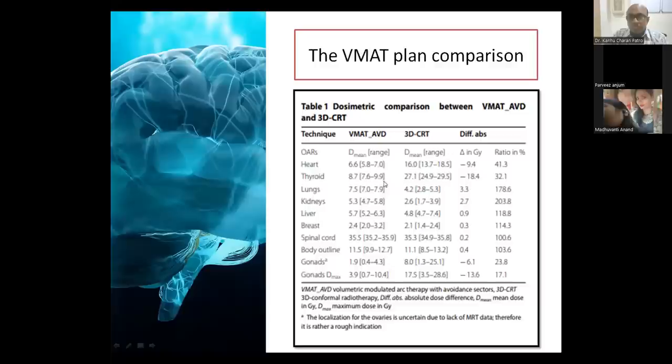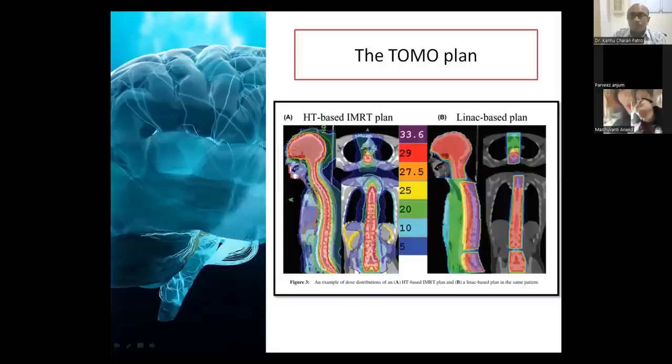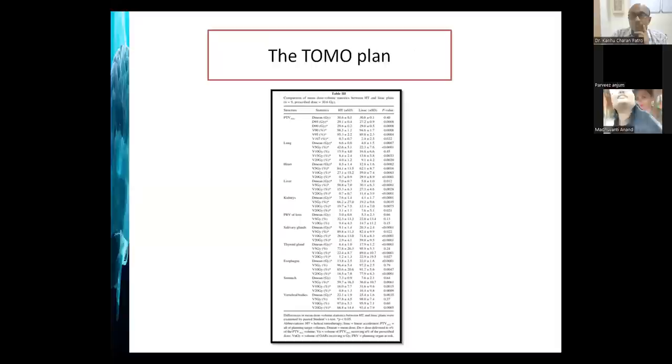If you are planning with tomotherapy, it is a very good thing. There is no junction required. And these are the various tomo plans, compared with the LINAC-based plan. Either you plan tomo or LINAC-based, keep the vertebral dose as per the recommendation. Don't abruptly stop the dose. If you are planning 35 gray, keep the vertebral dose at least 20 gray. So this is the comparison of tomo plan and LINAC plan.